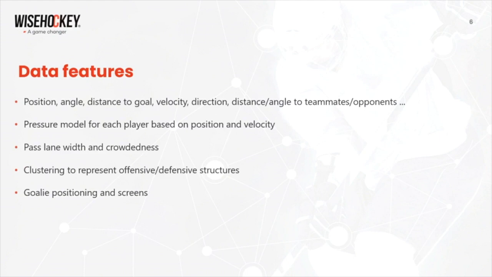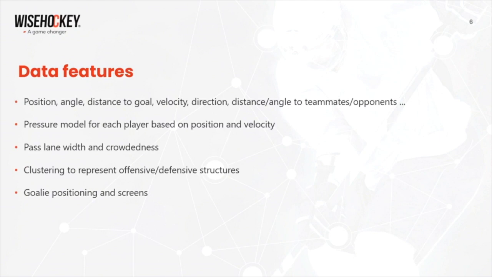And for offensive and defensive structures, we force the team positions into two lines using hierarchical clustering. And usually these two lines are the forward line and the defensive pairing, but really it can be any combination of players. And we derive things like the area, the disruption, distance to the cluster centers, where the players are positioned in relation to the overall shape and structure of the team.